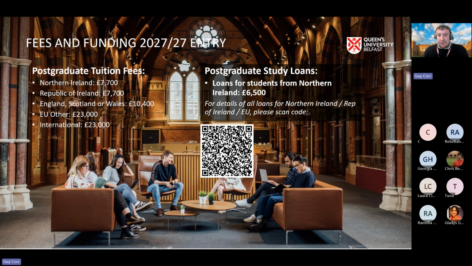So looking at the fees and funding, you can see that the fees vary depending on where you're normally resident. There are postgraduate study loans available, so that says £6,500. I do believe that's going up to £10,000 this year. There'll be emails sent out regarding that. But for information on loans from other parts of the world, including the EU, you can scan that QR code there for more information.